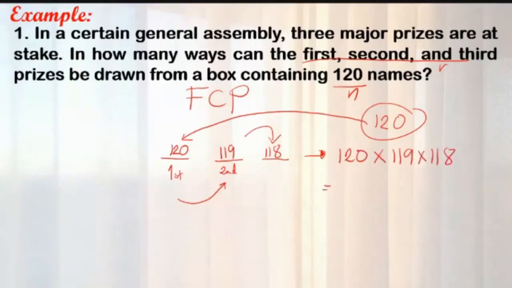That is equal to, let me see, sorry for that. 120 times 119 times 118 is equal to 1,685,040. Okay? Again, if you do not want to use the formula, you can always proceed with the fundamental counting principle.